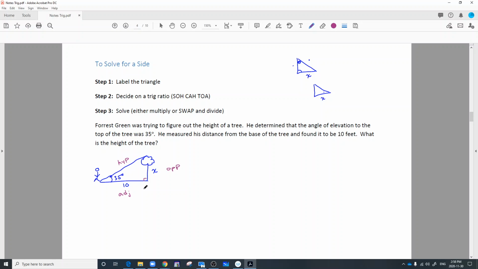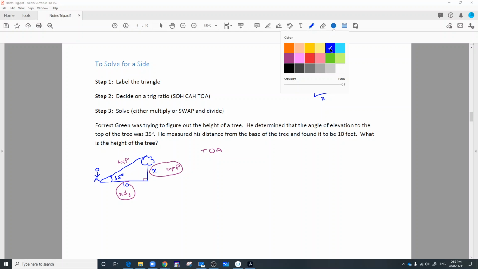Now I have to figure out which trig ratio to use. I'm going to decide based on which one has things written on it. So I want to solve for x, which is my opposite, and I know my adjacent, which is 10. So opposite and adjacent means I'm going to use TOA.